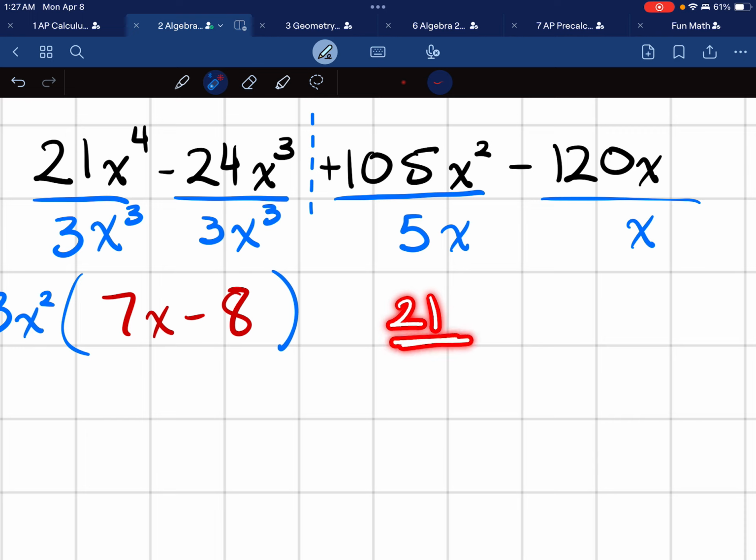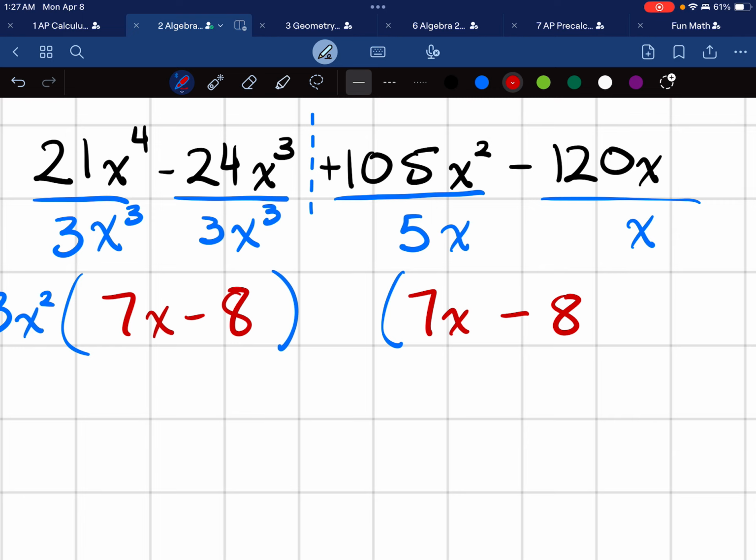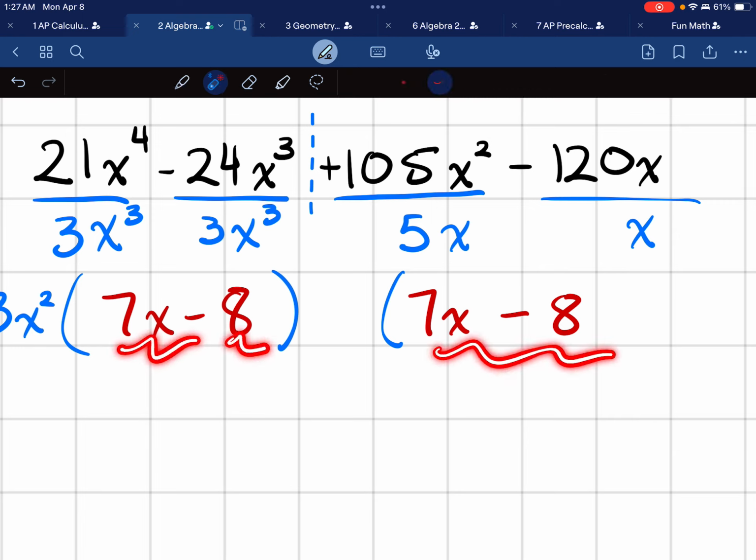The problem with 21 is it doesn't match 7. These 2 numbers have to match. So really a better question, a little shortcut, if you will: what number will give me, I'm going to put my blue parentheses because I want them to match exactly. I want this to be a 7x, and I want this to be a minus 8. I want these numbers to be the same. That's what it means to be factoring by grouping. This number and this number are the same. So 5 is clearly incorrect because 105 divided by 5 is 21 and not 7.